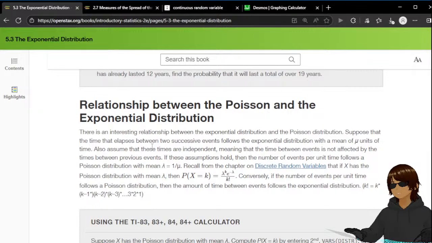There is an interesting relationship between the exponential distribution and the Poisson distribution. Suppose that the time that elapses between two successive events follows the exponential distribution with a mean of mu units of time. Also assume that these times are independent, meaning that the time between events is not affected by the times between the previous events. If these assumptions hold, then the number of events per unit time follows a Poisson distribution with mean lambda, which is 1 over mu.